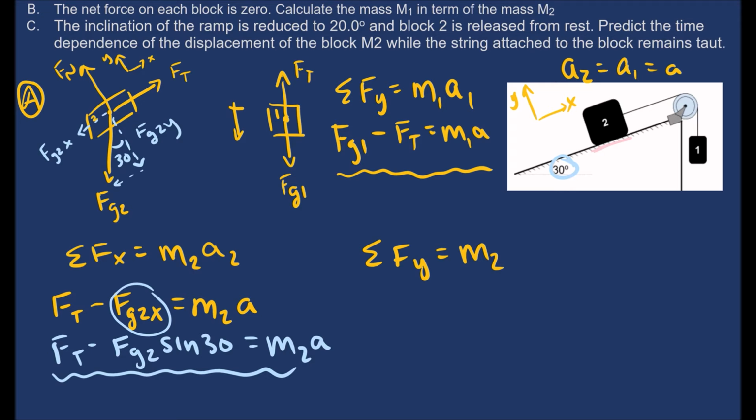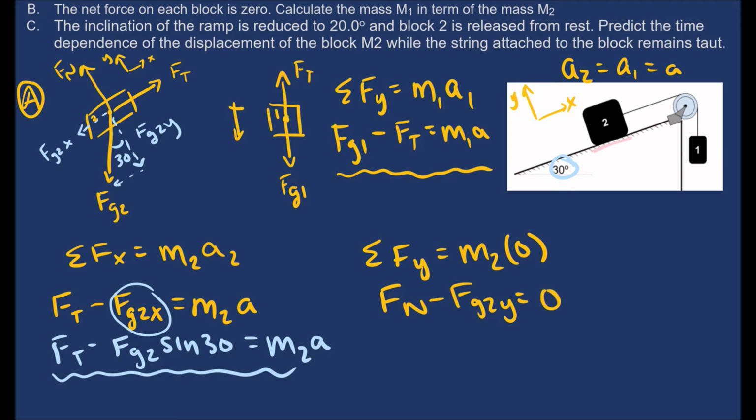It's going to stay on this ramp. So we're not going to have any acceleration in the y direction. It's not going to go up off the ramp, and it's not going to sink down into the ramp. So we know our acceleration in the y is going to be 0. So the sum of the forces in our y direction here, so Fn, the normal force, minus Fg2y is going to equal 0.